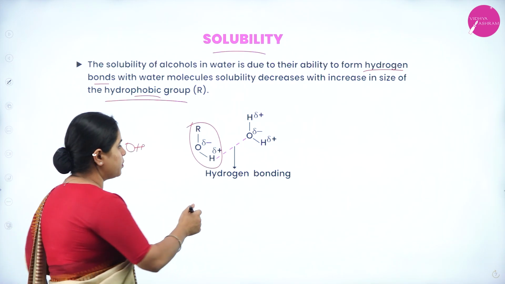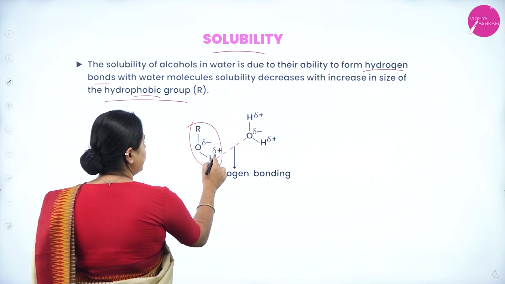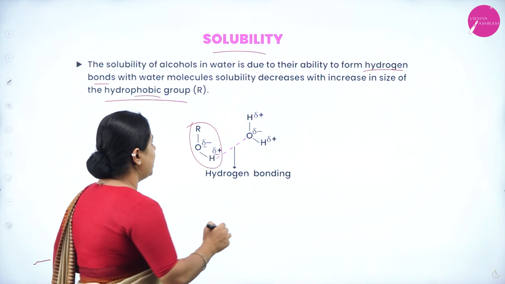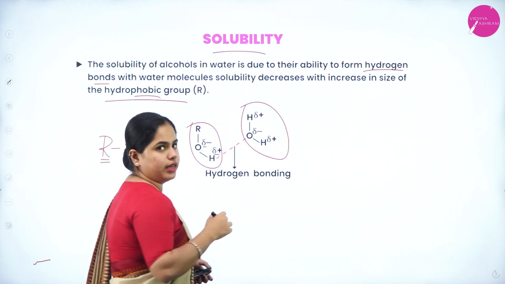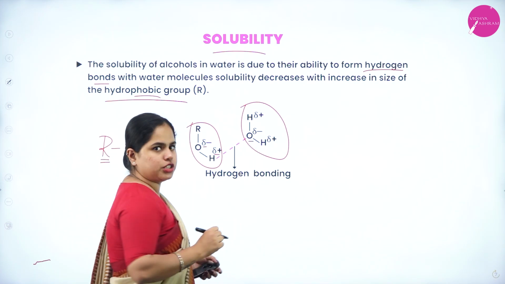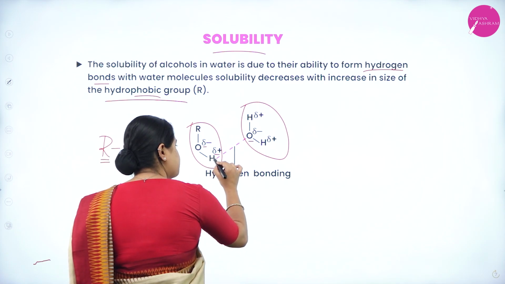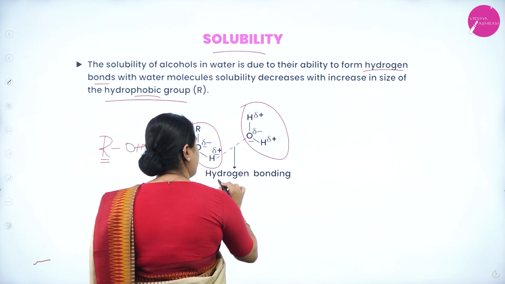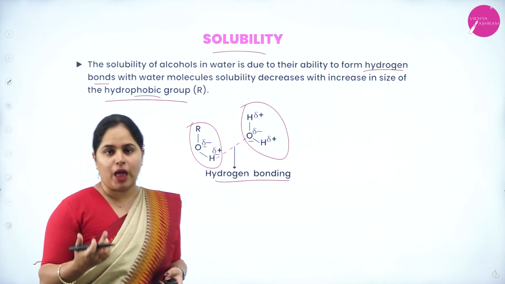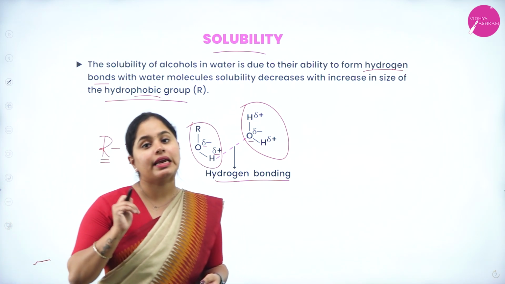Already, as we have discussed, because of the electronegativity difference, hydrogen will have a partial positive charge, and oxygen will have a partial negative charge. This is a molecule of water, H2O. So here also hydrogen bonds will be there. Oxygen will have a partial negative charge. So what happens? This positive charge and negative charge will form a bond, which is the hydrogen bond. Because this hydrogen bond is formed, alcohols are able to be soluble in water.